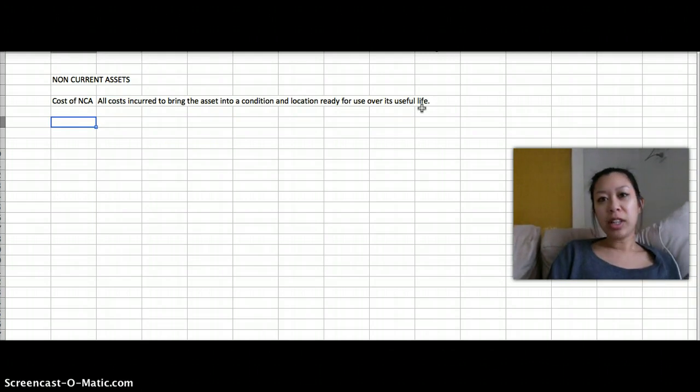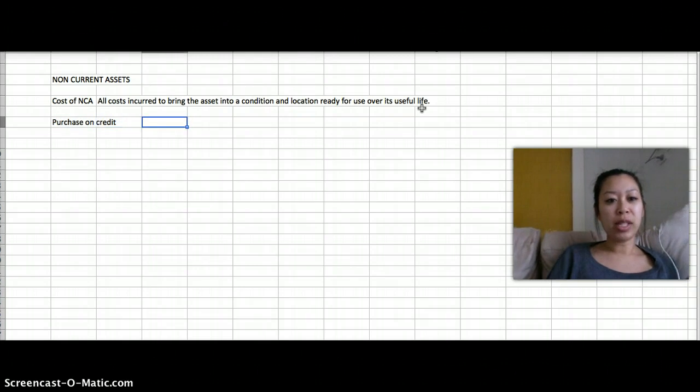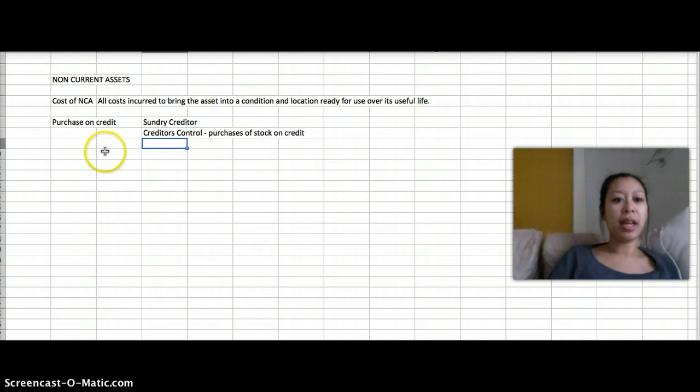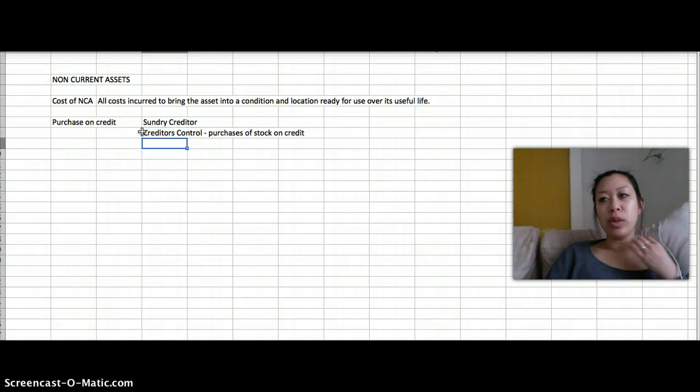If you purchase it on cash, then it's just linked to bank. But if you purchase on credit, then you owe the money to a sundry creditor. That's different from a normal creditor, because a normal creditor, which is a creditor's control, is for purchases of stock. So if you buy a non-current asset, it's owing to a sundry creditor, which is a new account.